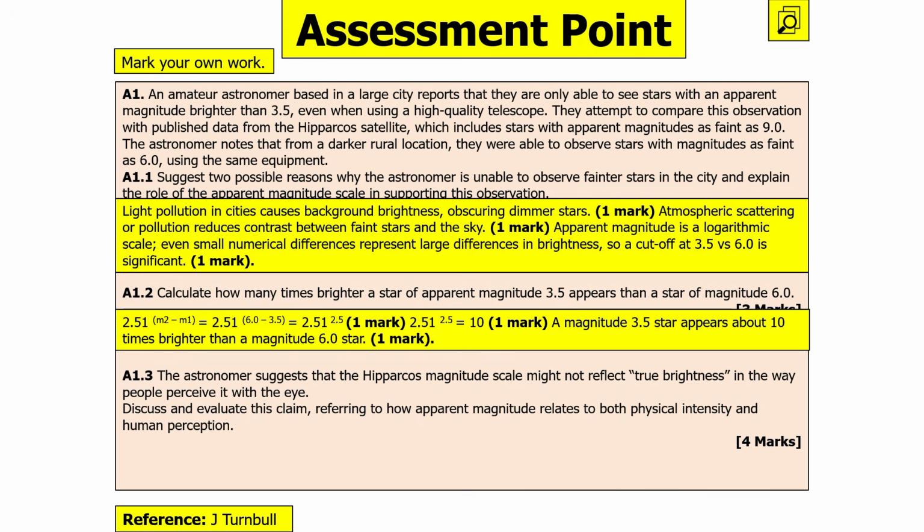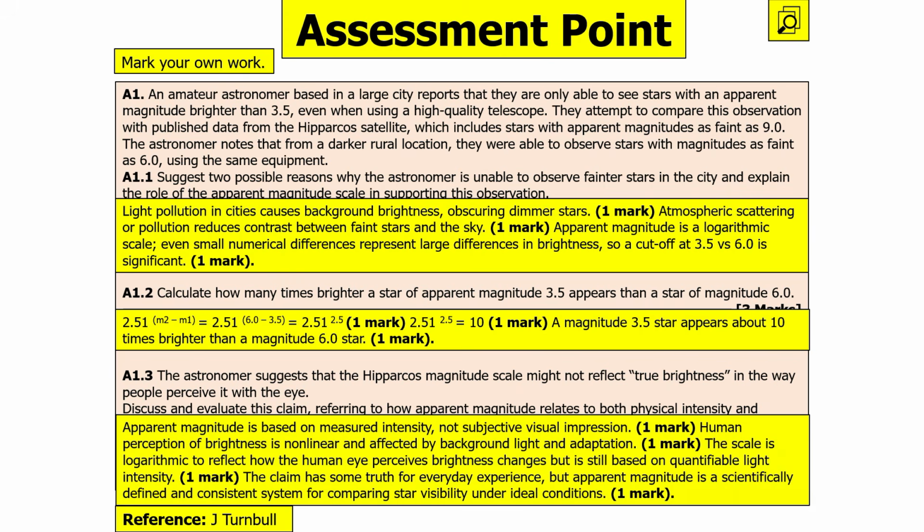So a magnitude 3.5 star appears 10 times brighter than a magnitude 6 star. The apparent magnitude is based on measured intensity, not a subjective visual impression. The human perception of brightness is non-linear and is affected by background light and adaptation. The scale is logarithmic to reflect how the human eye perceives brightness changes, but is still based on quantifiable light intensity. So the claim has some truth for everyday experience, but apparent magnitude is scientifically defined and a consistent system for comparing star visibility under ideal conditions.